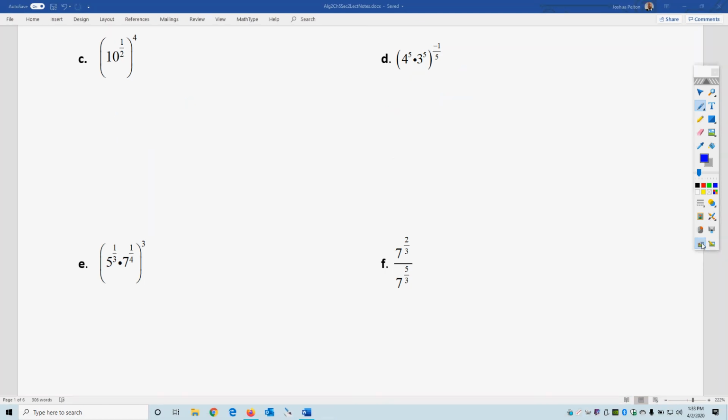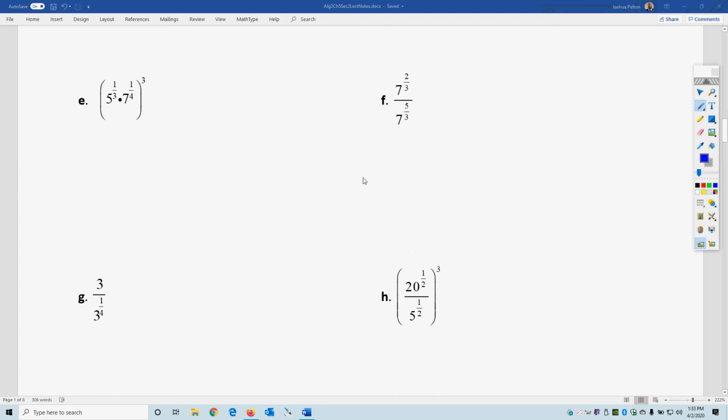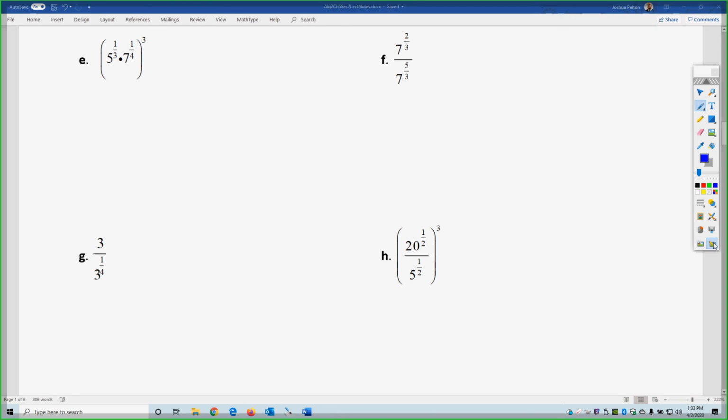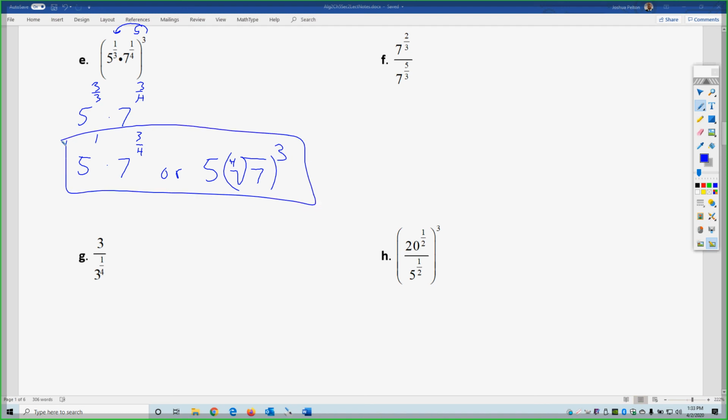Try the next ones. Okay, power of a product. You can't combine the insides first because they have different bases of 5 and 7. So it's 5 to the 3/3 and 7 to the 3/4, which is 5 to the 1 and 7 to the 3/4. Again, different bases, not possible to simplify. So it's 5 times the 4th root of 7 to the 3rd. Either one of those is a sufficient answer.